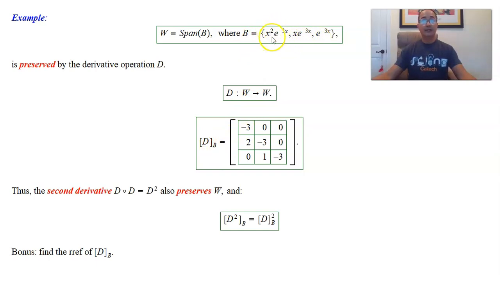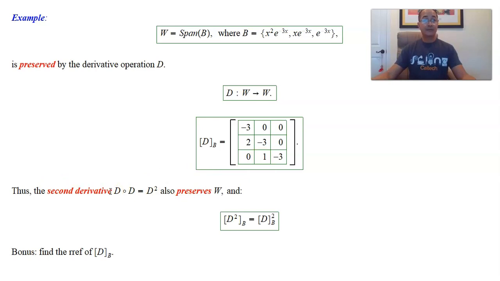So the derivative of the first function is negative 3x squared e to the minus 3x plus 2x e to the minus 3x, and there is no e to the minus 3x term, okay? Similarly for the derivative of x e to the minus 3x and the derivative of just e to the minus 3x, okay? So that's for the first derivative.